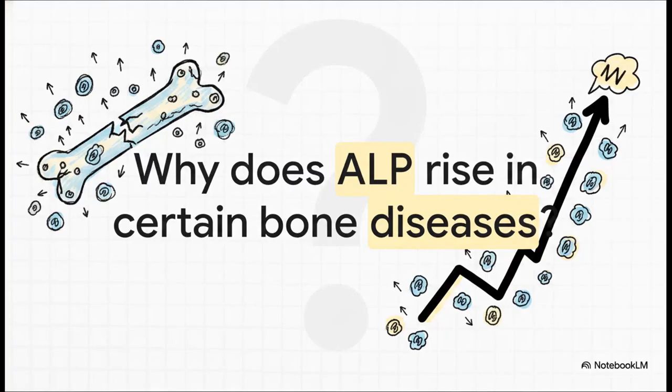So this brings up a genuinely fascinating question. If ALP is our marker for bone building, why on earth does it rise so dramatically during severe bone diseases? It kind of seems like a paradox, right? Shouldn't sick bones have less building going on? Actually, no. Elevated ALP simply indicates that those osteoblast builders are intensely stimulated. They're desperately trying to repair a skeletal defect, basically dumping ALP into the bloodstream in a total panic response.